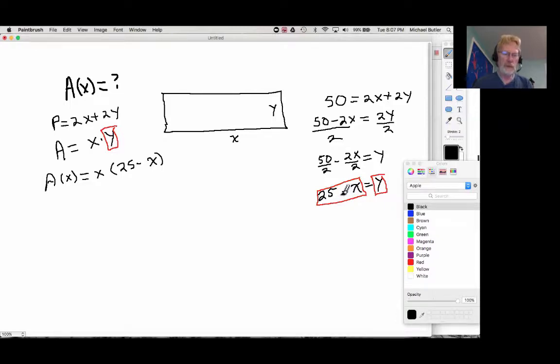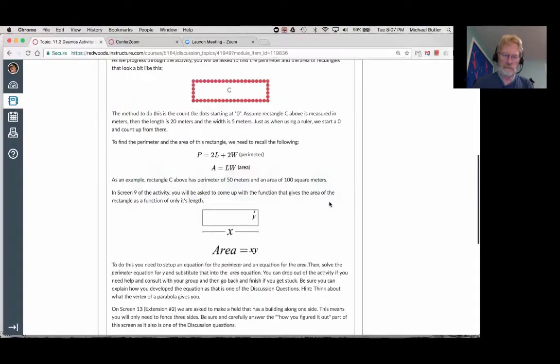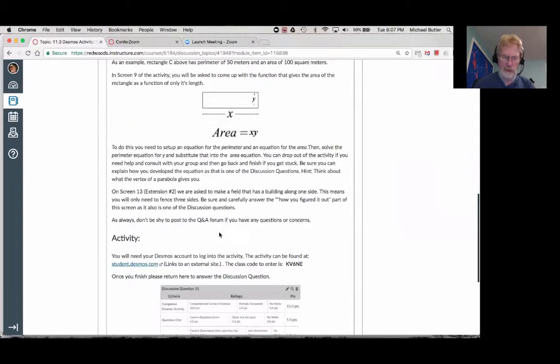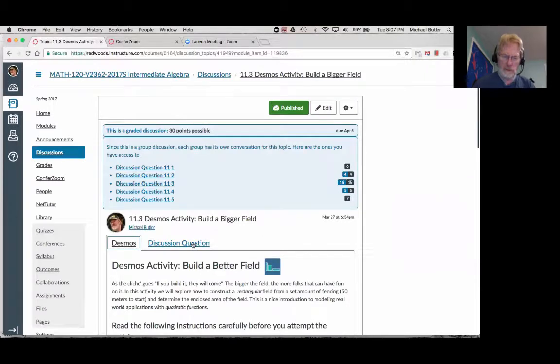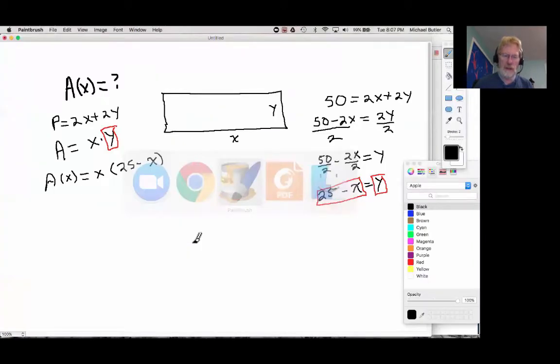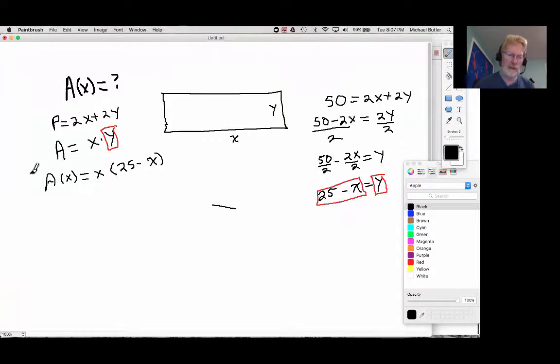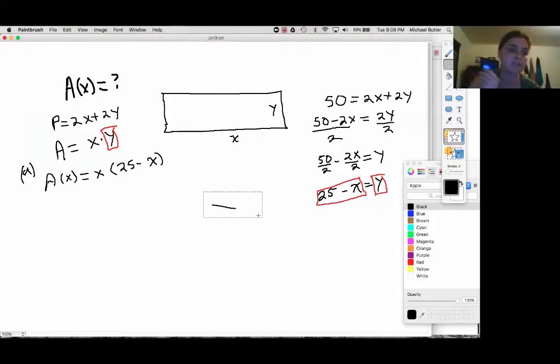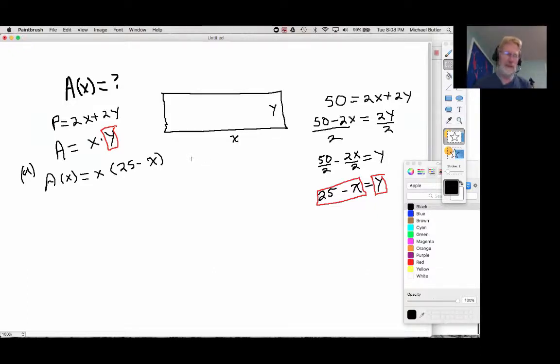Okay, so going back to the discussion question here, that's the first question, okay? Question 1 was, if you know the length of the field x and the perimeter is 50 meters, then what equation gives us the area of the rectangle? So that function that we've got right there, that is part A. That's the area of the rectangle. Okay. So I think I got that far in the discussion. I have that part in front of me. Okay, but if you got that, good, does it make sense though where that all came from?